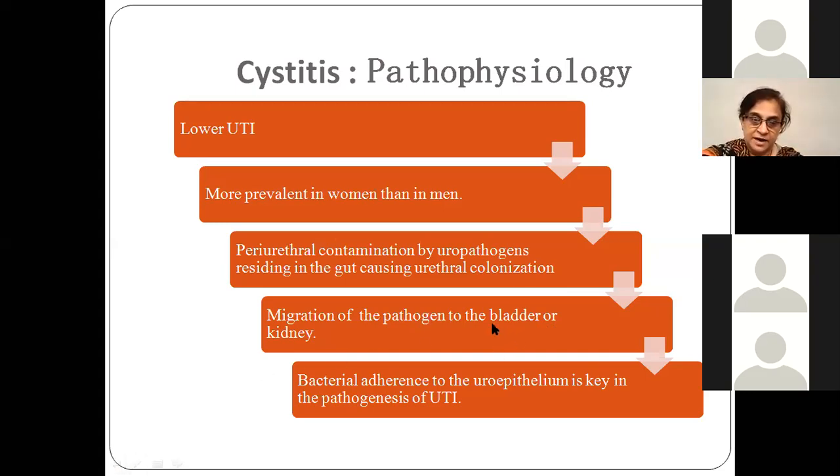Inside the bladder, the organisms adhere to the uroepithelium. And this is the key. They have bacterial virulence factors that make these bacteria adhere to the epithelium of the bladder. Once they attach to the bladder, they start colonizing the bladder wall, and they enter into the cells and cause infection over there.